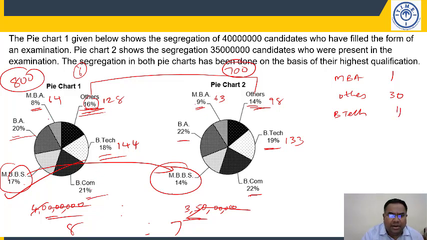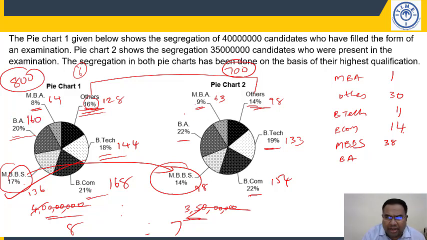Then BCom 21%. If you want to calculate using values, don't take such big values. These two are in the ratio of 8 is to 7. I can assume 800 and 700. Then if you project, automatically that gap will be more. So the difference varies, highest 21%. So how much? 168, 22%, 154, 14. Then you check MBBS, 17%, 17 8s, 136, 14%, 98. This is 38. So clearly I can say it is MBBS. BA 20%, 160, BA 22%, 22 already we have 154, it is 6. Clearly I can say the absentees are more for MBBS.